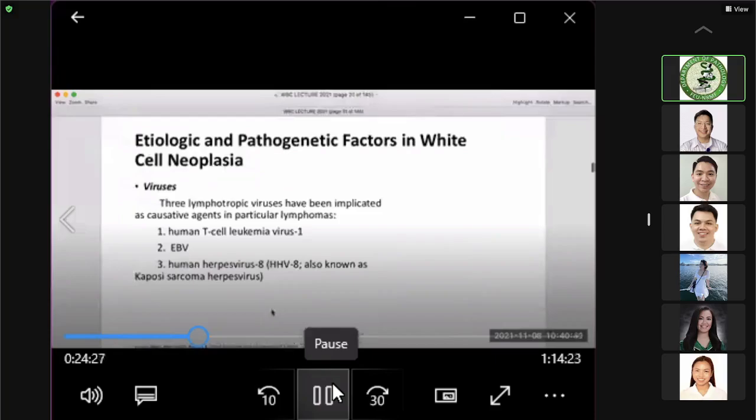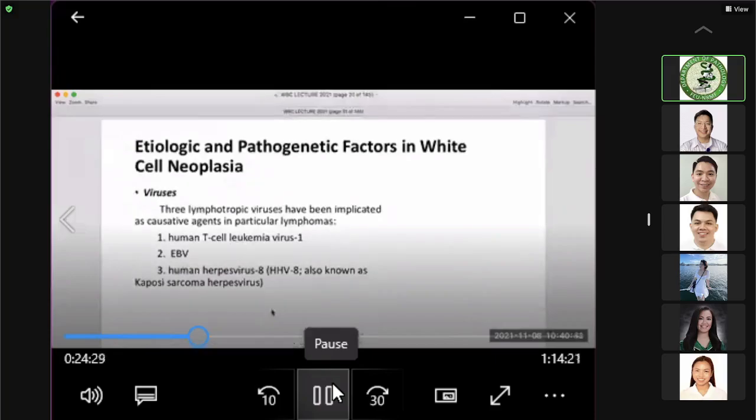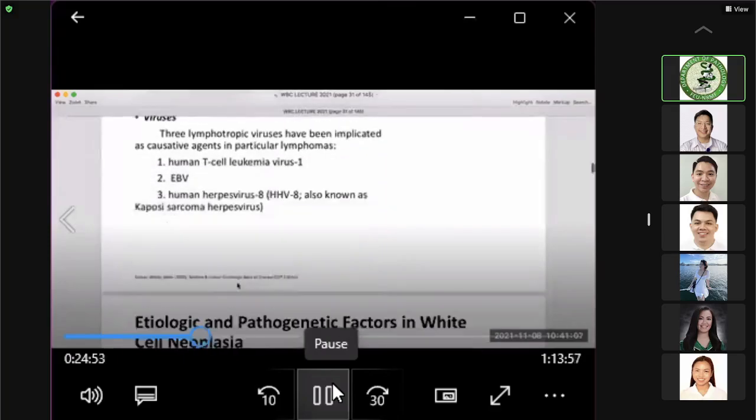Okay. Viruses, we all know that certain viruses are associated with certain neoplastic white blood cell neoplasia. So we have 3 lymphotropic viruses that have been implicated. We have the human T-cell leukemia virus, we have the Epstein-Barr virus, and then we have the human herpes virus 8, also known as Kaposi sarcoma herpes virus.